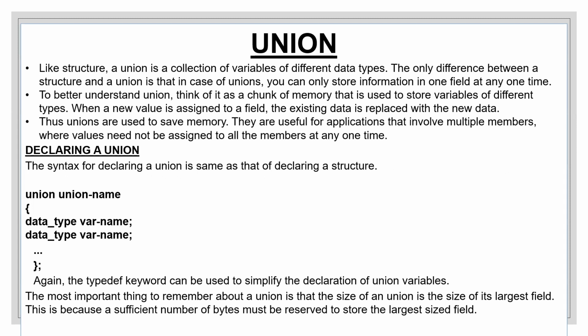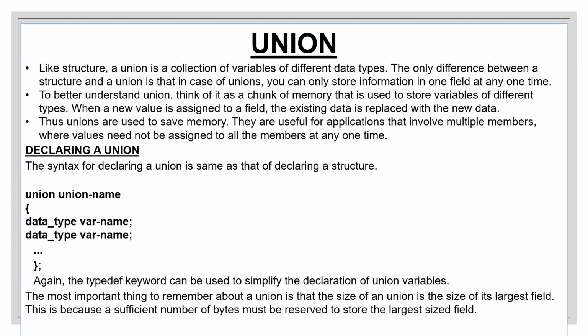So let's discuss union. Like a structure, a union is a collection of variables of different data types. Union can store different data types. The only difference between the structure and the union is that in case of unions, you can only store information in one field at any one time.